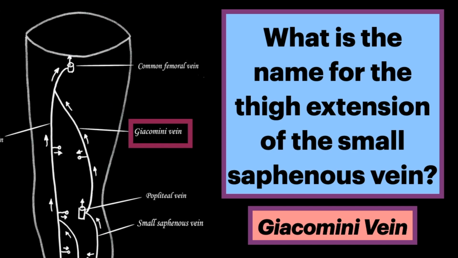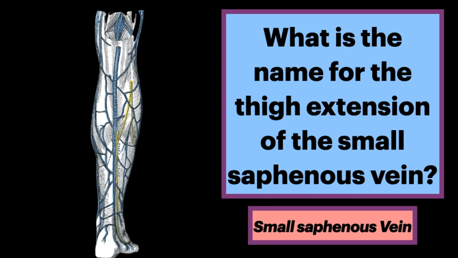This vein courses between the biceps femoris and semimembranosus muscles. It's reported in up to 75% of the population. The name of this vein comes after a famous Italian anatomist named Carlo Giacomini. As a reminder, the small saphenous vein forms part of the superficial venous drainage of the lower limb.